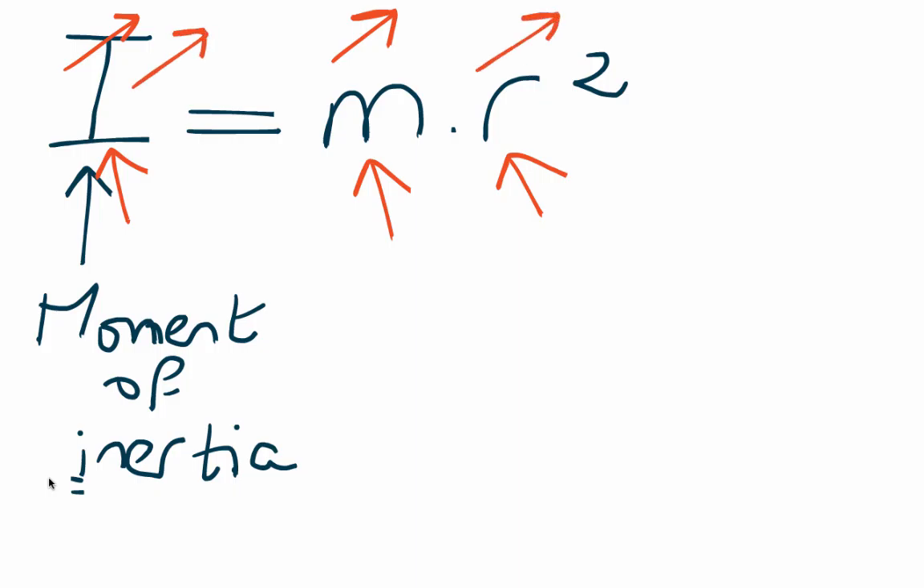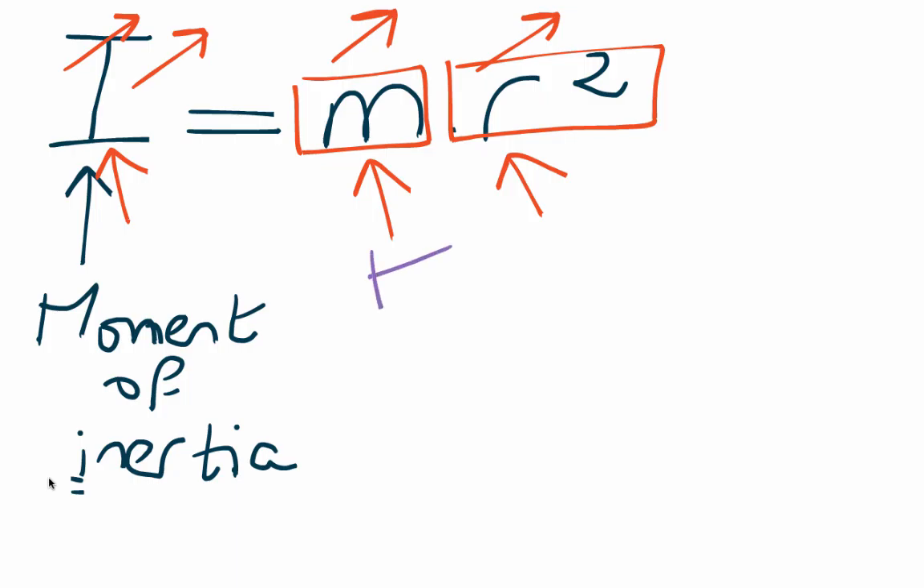I will show you figures in another slide now to explain how the inertia changes with the change in mass and the change in r squared. Before I come out of this slide, let me reveal the unit. The unit of I is kilograms times meter squared.